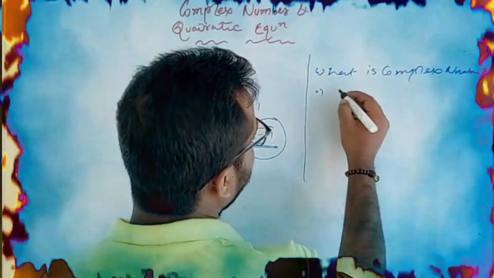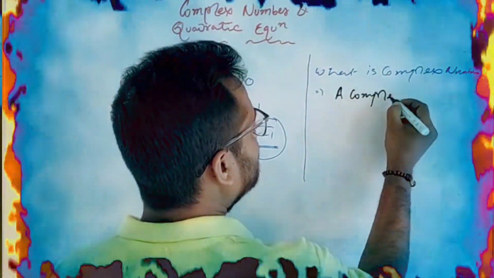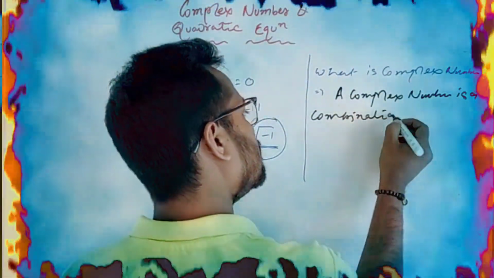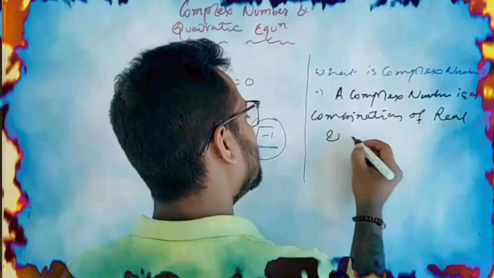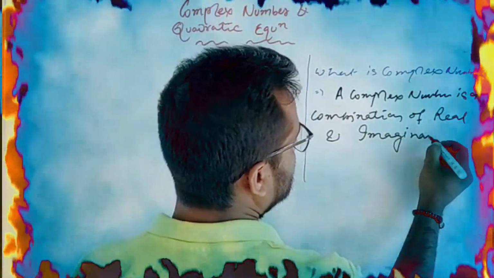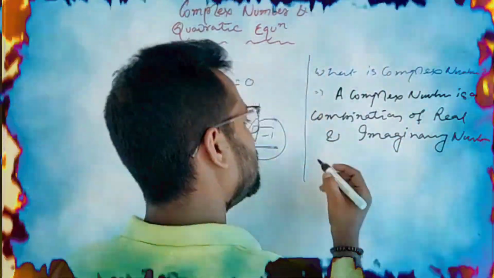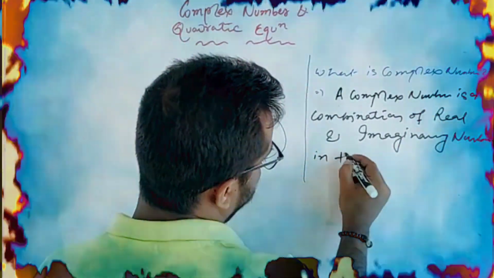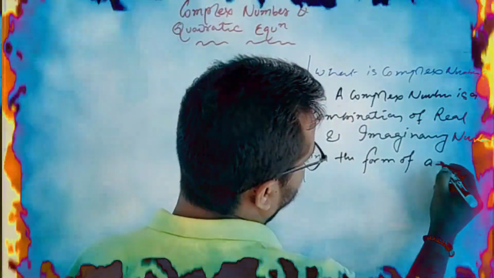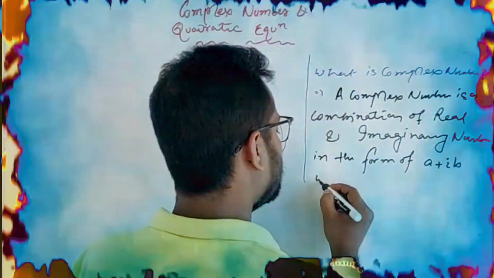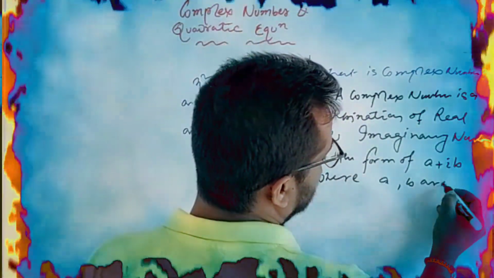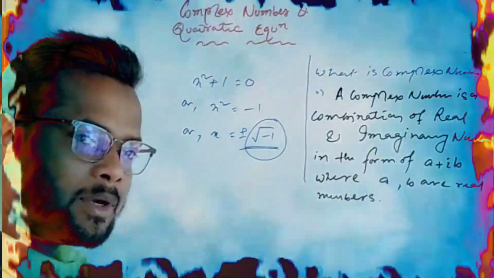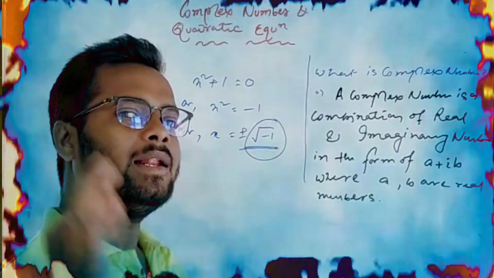A complex number is a combination of real and imaginary number, in the form of a plus ib, where a and b are real numbers. So a complex number is just the combination of real and imaginary number.